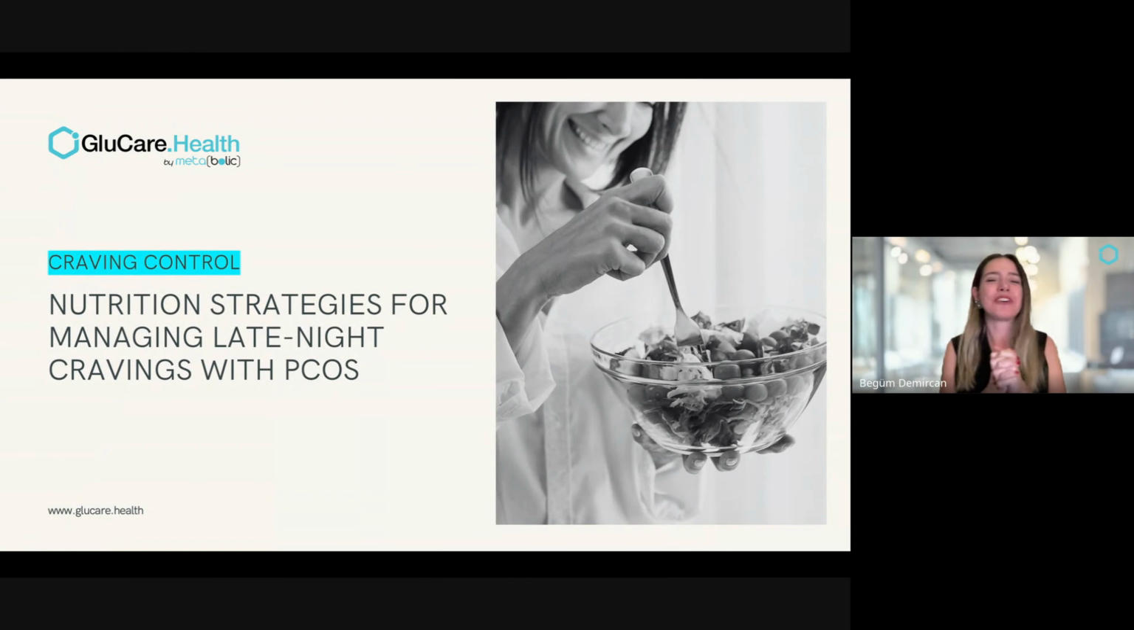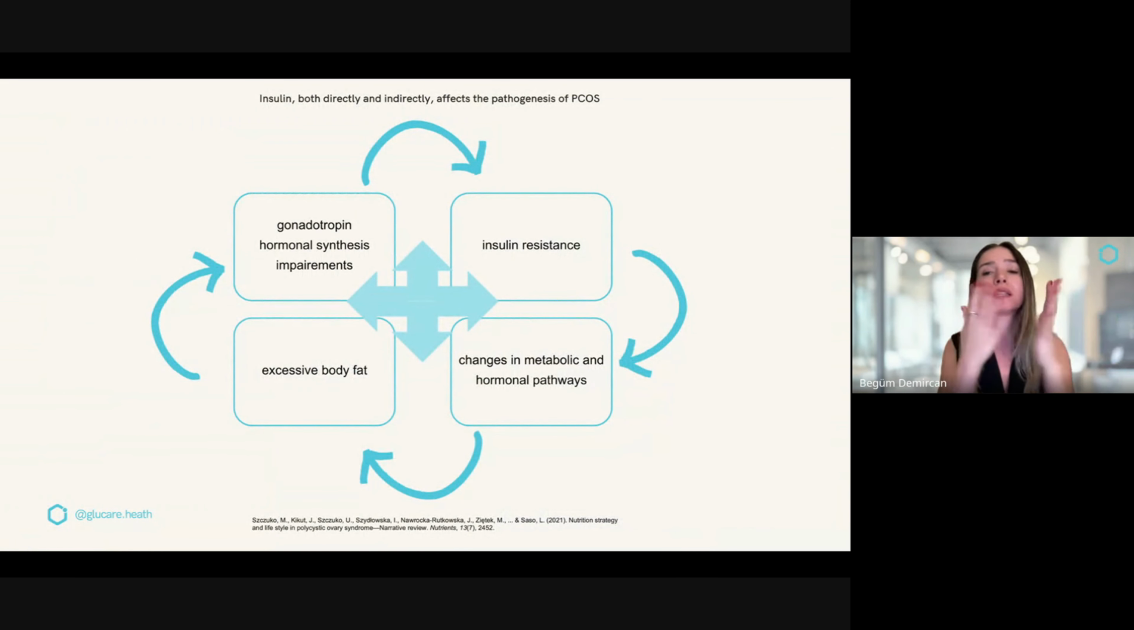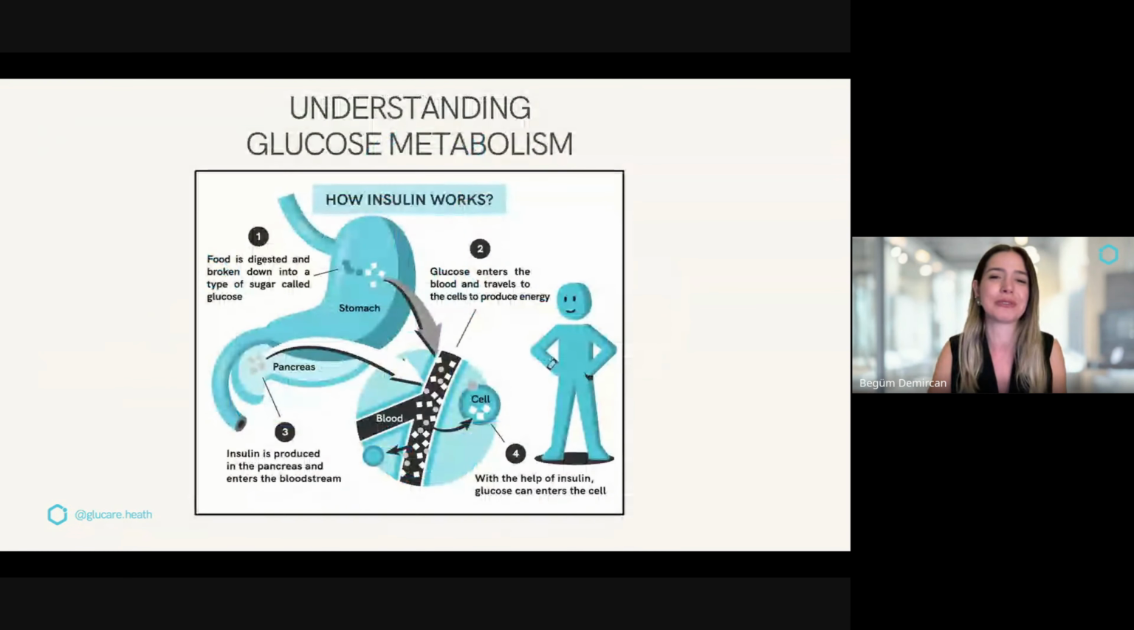Okay. So yes, we're going to talk about the craving control strategies. As Dr. Cigdem explained, all the hormonal impairments coming with PCOS cause insulin resistance, and this insulin resistance changes the hormonal pathways and again causes excessive body fat. And body fat makes it harder to control, so it becomes a vicious cycle in the end. However, no worries, we know how to break it, so we will talk about that.